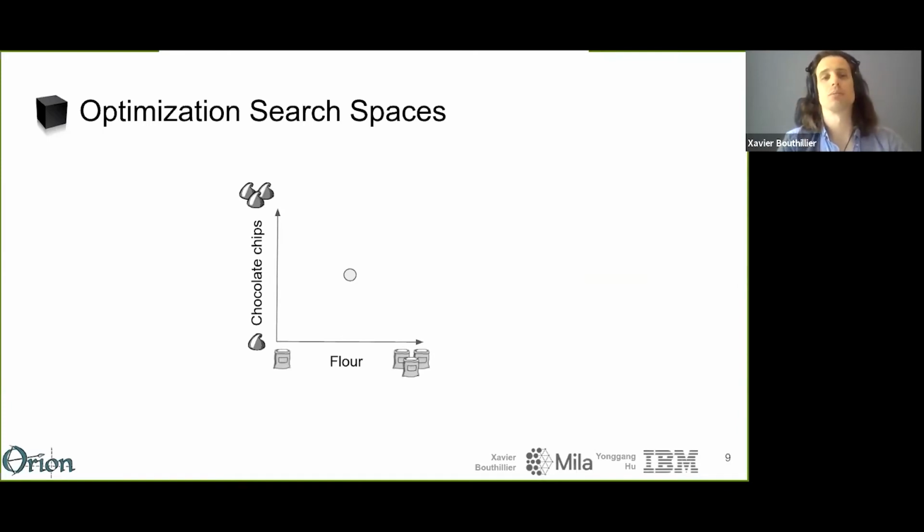To do black box optimization, we need first to define the search space. So what are the correct values that can be used, but also what are the relevant values that could be used through this black box process. So for instance, it could be the amount of flour and the amount of chocolate chips that are being used in the recipe to bake this cookie.